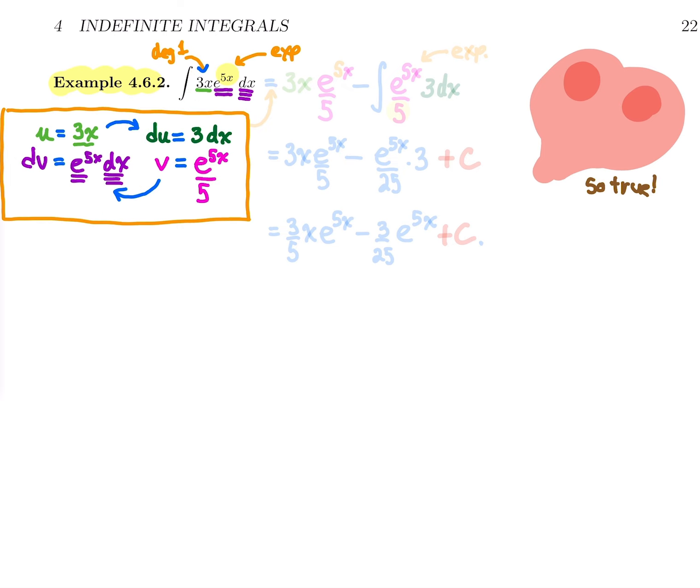So now I apply my formula. It's u first. So here u is simply 3x times v, which is e to the 5x over 5, minus the integral of everything that is freshly computed here. So minus the integral of v, which is e to the 5x over 5, times du, which is 3 dx. So I need a differential term with my integral. And here, look at this brand new integral.